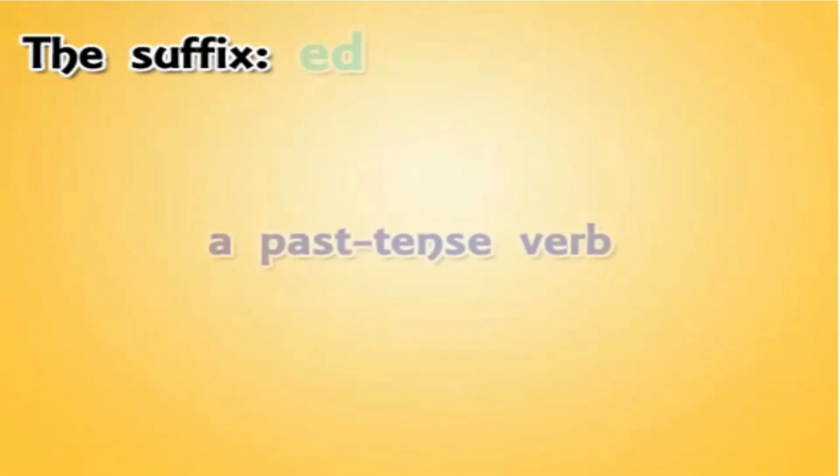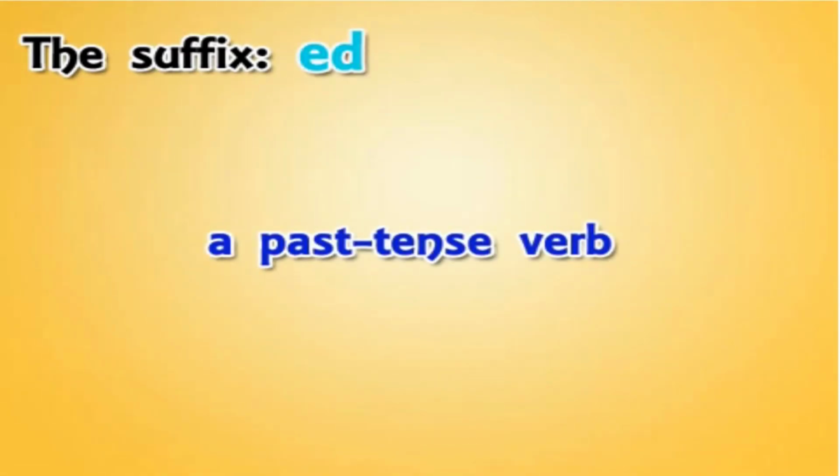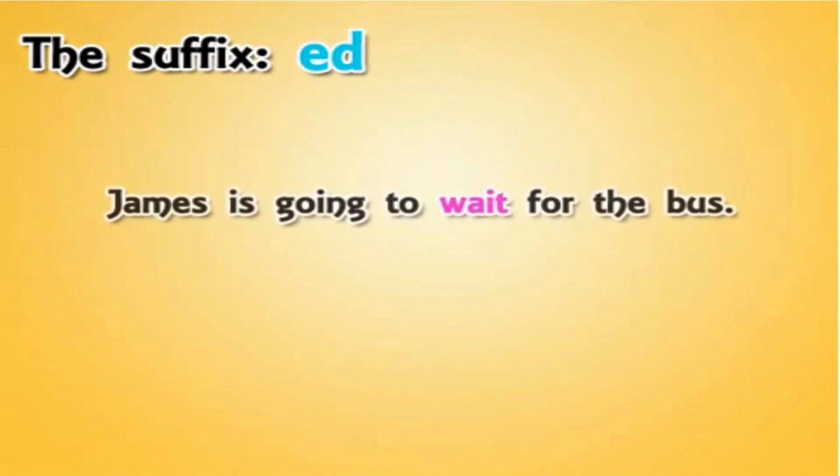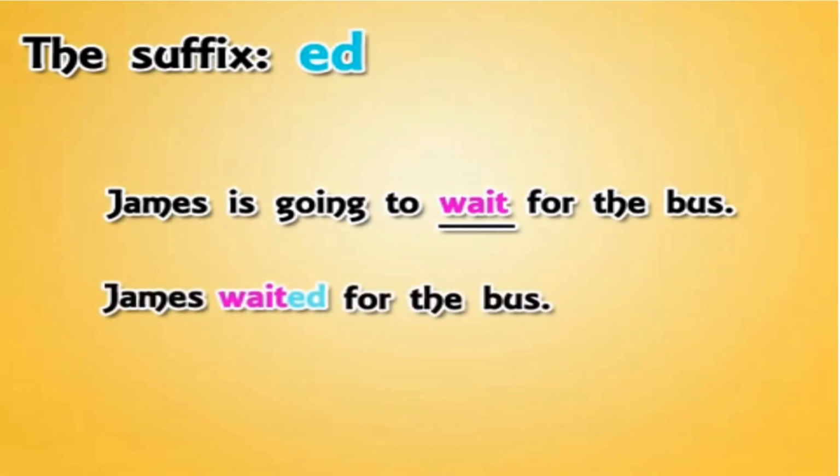Some suffixes change the tense of your root word. For example, if you add a suffix like ed to a verb, you turn it into a past tense verb. That ed tells you that this was in the past. It already happened. James is going to wait for the bus. In that sentence, the verb could be happening currently or in the future. James waited for the bus. In that sentence, the verb definitely happened in the past. He already waited.